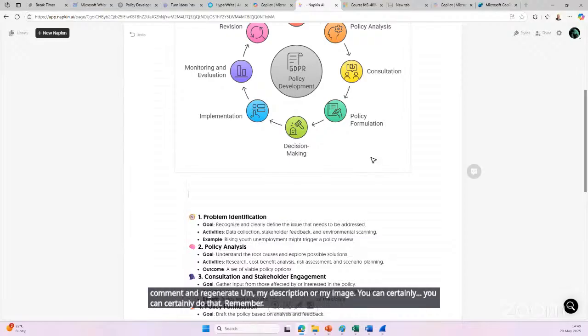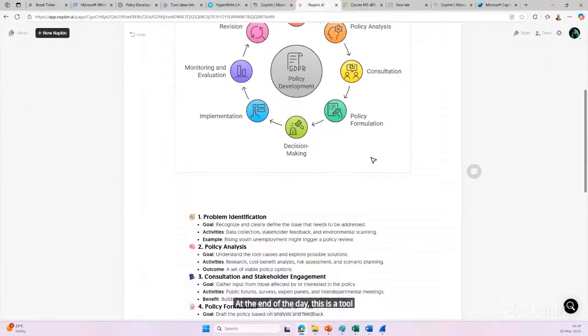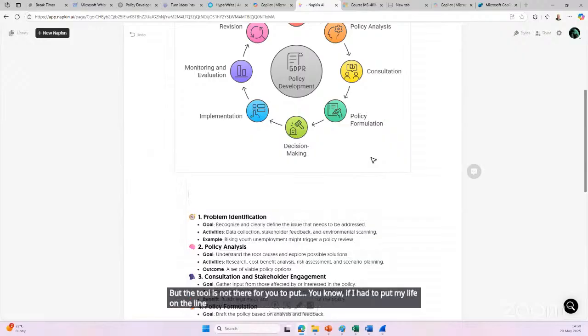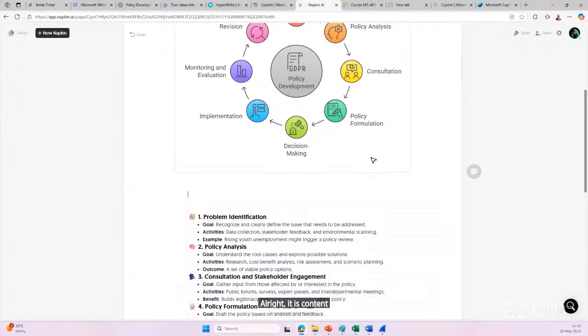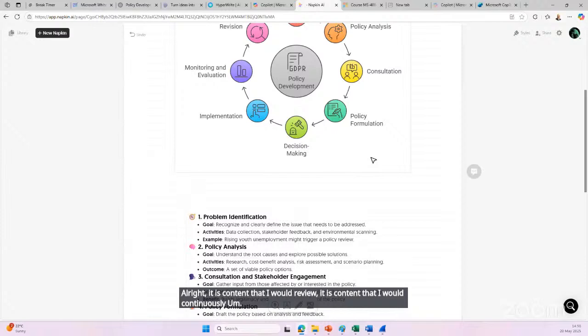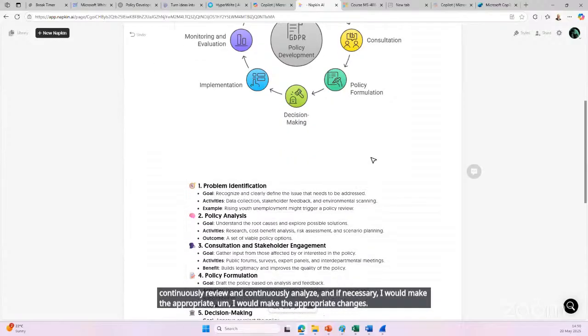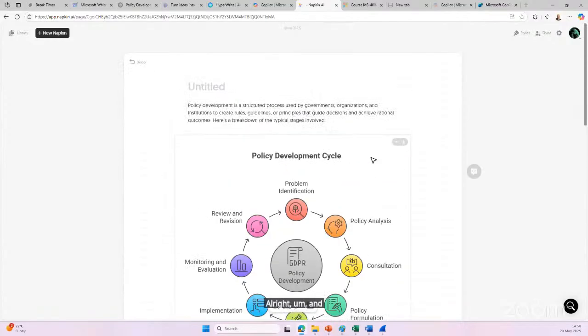Remember, at the end of the day, this is a tool, and this tool is there for you to use. But the tool is not there for you to put, if I had to put my life on the line, I would not put my life on the line with AI generated content. It is content that I would continuously review and continuously analyze. And if necessary, I would make the appropriate changes. And that's only with something like Napkin AI.